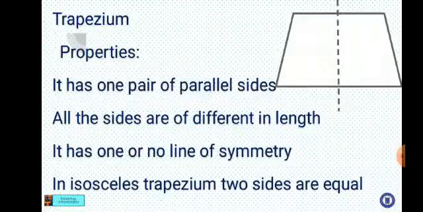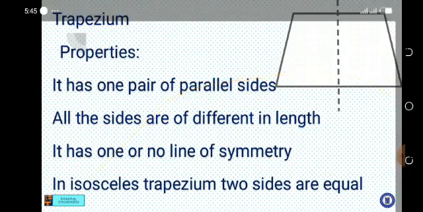Then trapezium, the properties. It has one pair of parallel sides. All the sides are different in length. It has one or no line of symmetry. But in isosceles trapezium, two sides are equal. If it is isosceles trapezium, it has one line of symmetry. But if it is the one that all the sides are not equal, it has no line of symmetry.